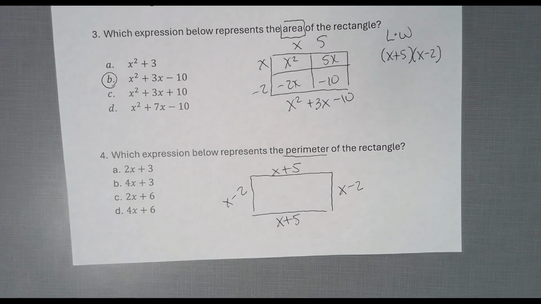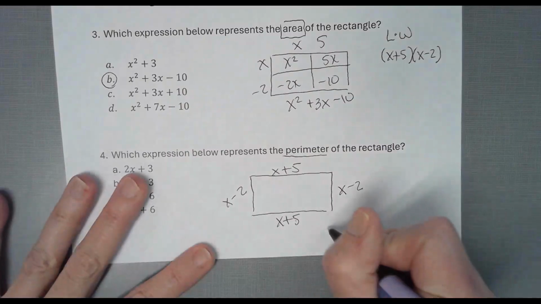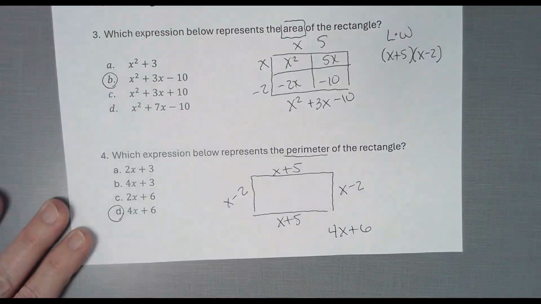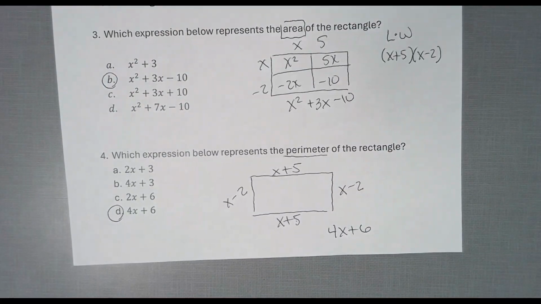So what is 1X plus, not times, plus 1X plus 1X plus 1X? 4X. It's 4X. What's 5 plus 5? Minus 2. Minus 2. It's 4X plus 6. Did anybody get that one? Okay. I might put some on a warm-up or something, okay?